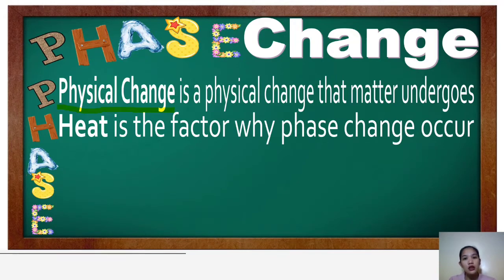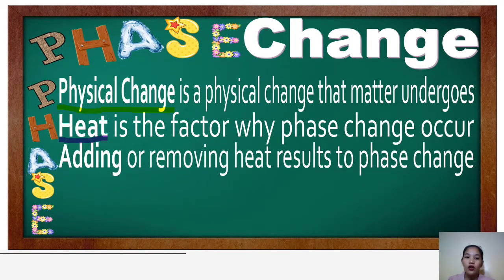And for letter H, it stands for heat. And heat is the factor why phase change occurs. So what is the reason when there is phase change? It is because of the presence of heat. How does heat affect phase change? That is letter A, and that is by adding or removing heat on the object. So adding heat on the object will result to phase change. Removing heat from that matter will also result to phase change.